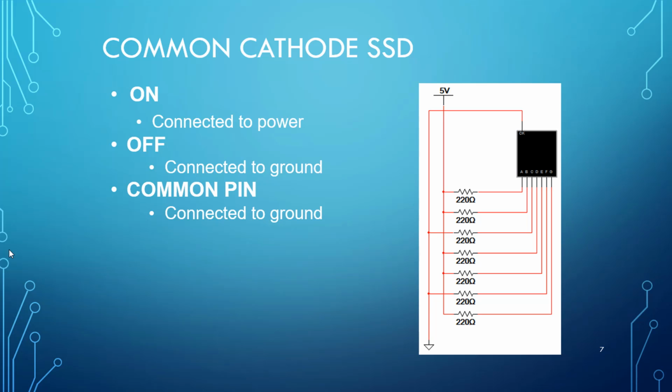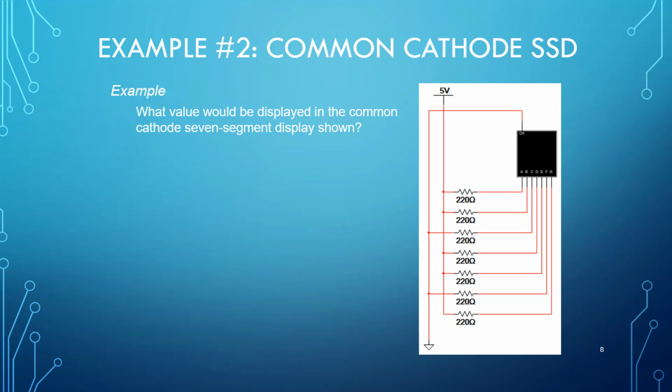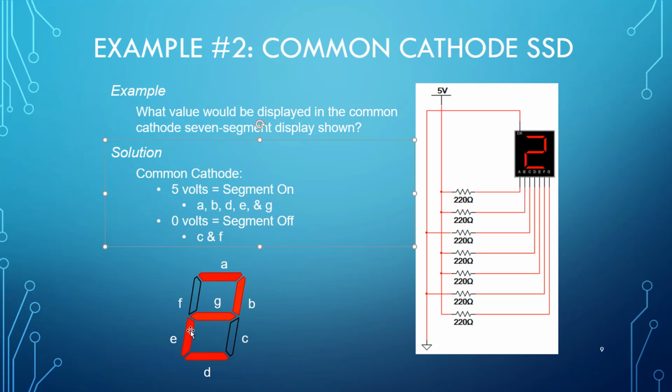So, what value is going to be displayed? The value displayed would be 2. Because everything but our C and our F are connected to positive 5 volts, and that means they're turned on. We're sending 5 volts to A, B, D, E, and G, and if you look at your diagram, that's going to illuminate what looks to be a 2. Okay, that's about how to do common cathode and common anode 7-segment displays.